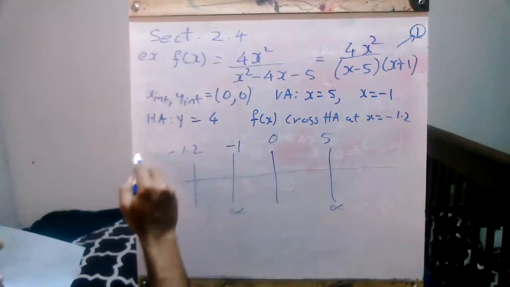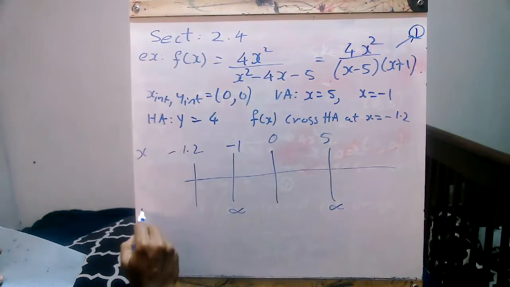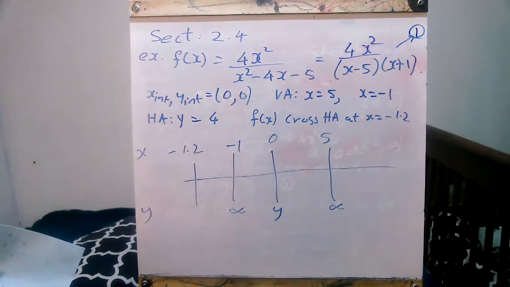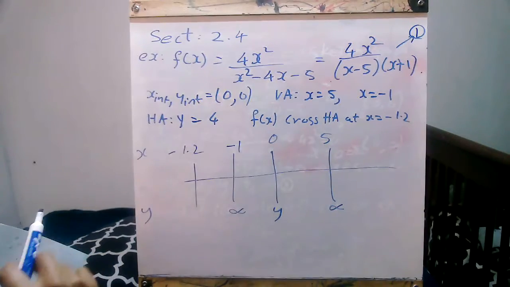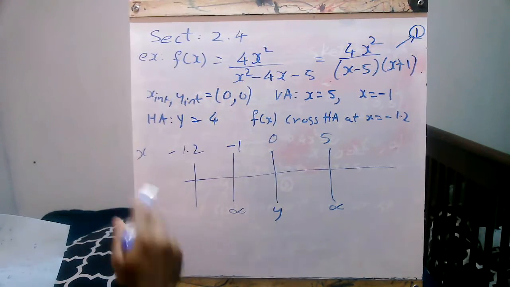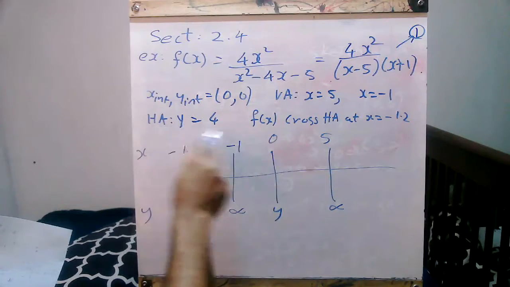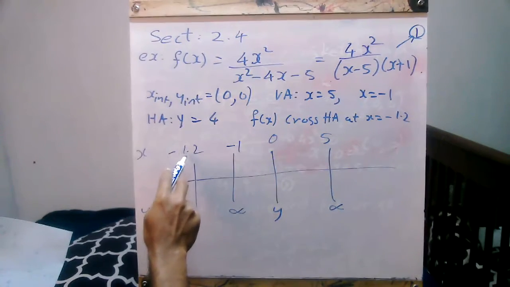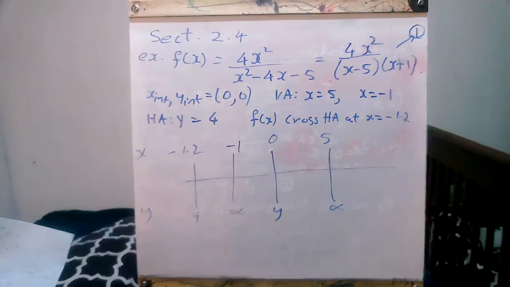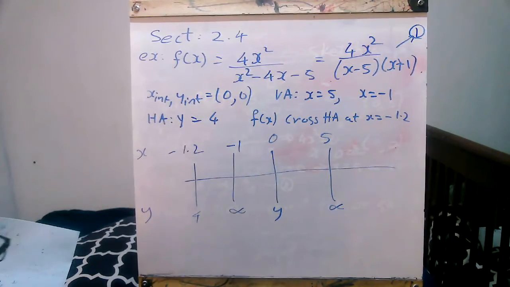These are x values and these are the corresponding y values. When x is 0, y is 0. If you substitute negative 1.2 here, we have the horizontal asymptote y equal to 4. That means when x equals negative 1.2, the y value should be 4. Right.